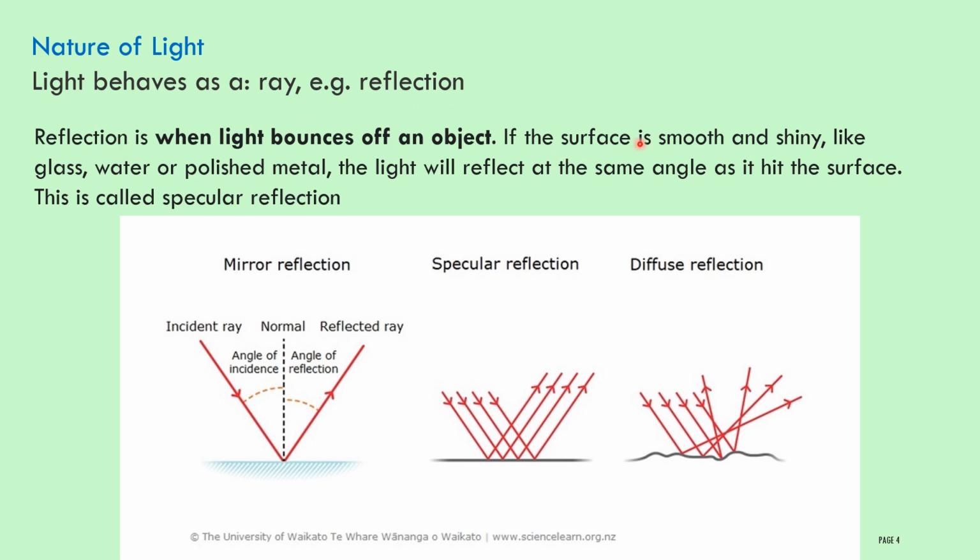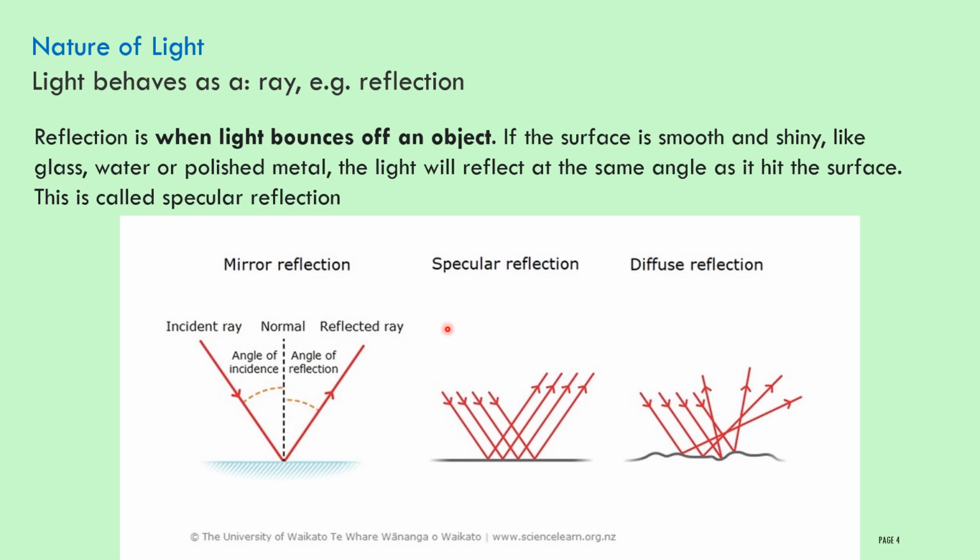If the surface is smooth or shiny like glass or water or polished metal, the light will reflect at the same angle as it hit the surface. This is called specular reflection. Observe here, this is the mirror. When light rays fall on the mirror, we call it the incident ray. After falling on the mirror, the light rays get reflected. That we call the reflected ray. In specular reflection, the angle of incidence is equal to the angle of reflection. This angle is equal to this angle.